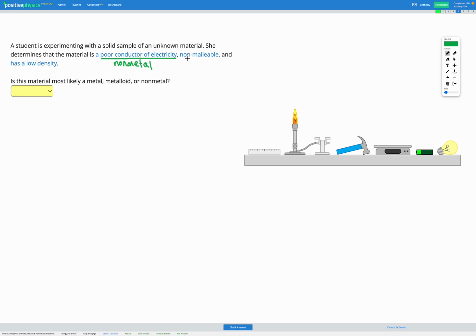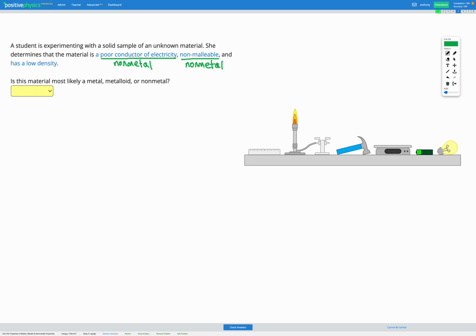Our next property there is non-malleable. So we already defined malleable means if you hit it with a hammer, it will deform or change shape. If something's non-malleable, that means it's more likely to break or shatter when it gets hit. And usually metals are malleable and non-metals are non-malleable. So again, this is a non-metal type property.